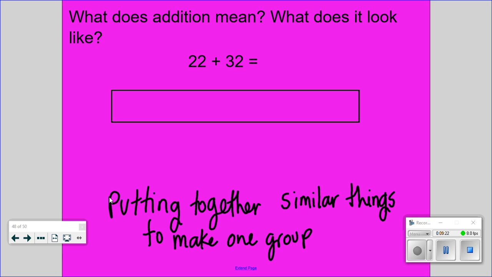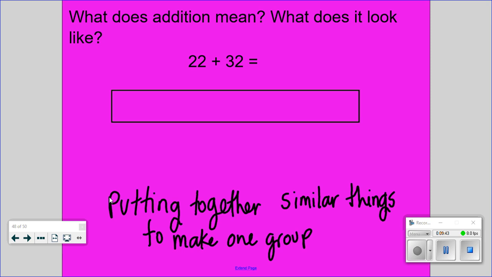Multiplication, we had lots of different groups. So many, we can't count them. We were skip counting to count. With addition, we're just making one large pile.